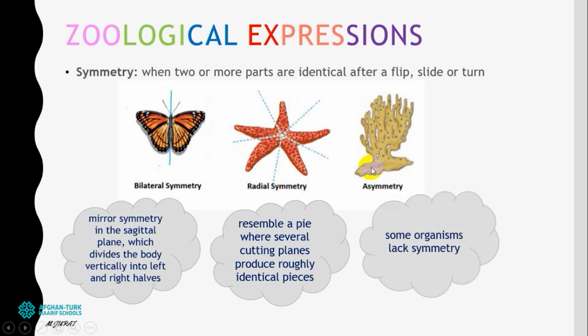An asymmetrical organism or animal is one which lacks symmetry. It means in each corner, each side, or each direction, if we cut that animal, no piece would be the same, so it is asymmetrical.